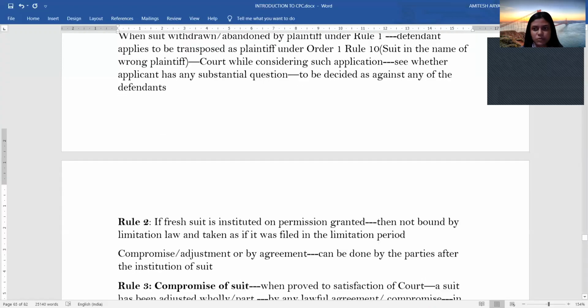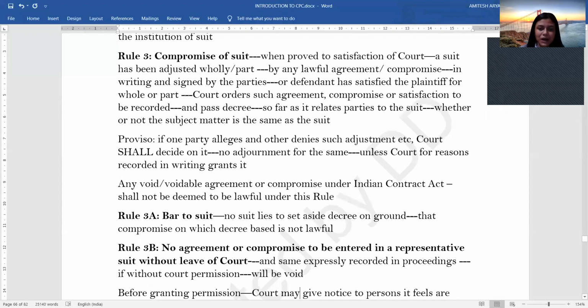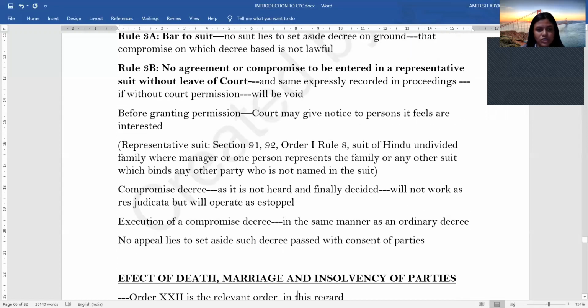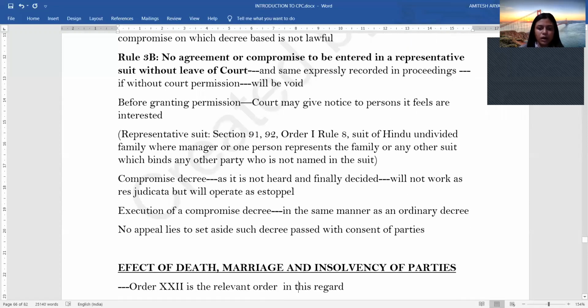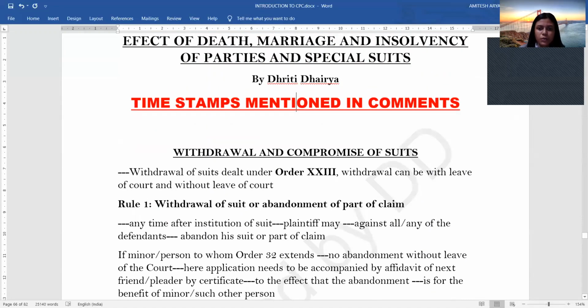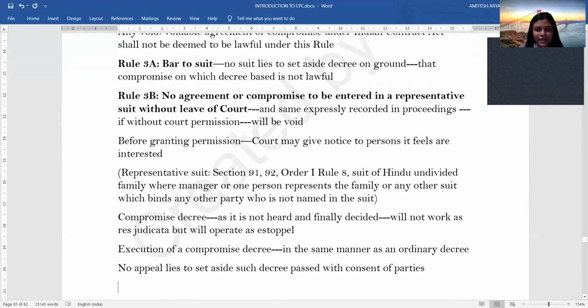Rules 1 and 2 are for the withdrawal part, Rule 3 about the compromise, 3A the bar to suit, 3B about no agreement or compromise to be entered in a representative suit without taking the leave of a court. So all this Order 23 that you are seeing, you have to read it in two portions, first for withdrawal and second for the compromise part. I hope that is clear, and we can move on to the next topic.